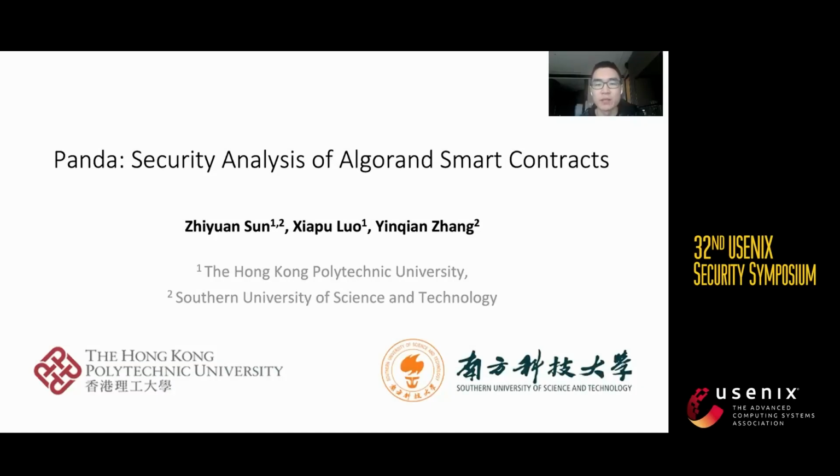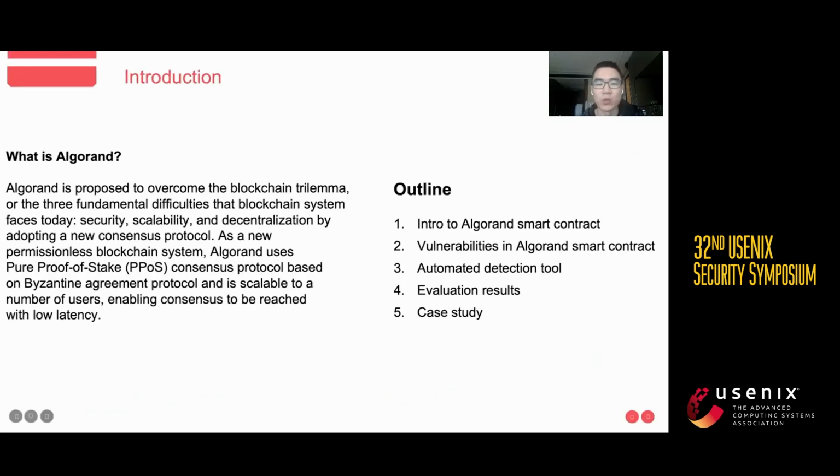This is Zhiyuan. The topic of my presentation is security analysis of Algorand smart contracts. So what is Algorand? Algorand is a new generation of blockchain launched in 2019. It is the first blockchain that provides immediate transaction finality.